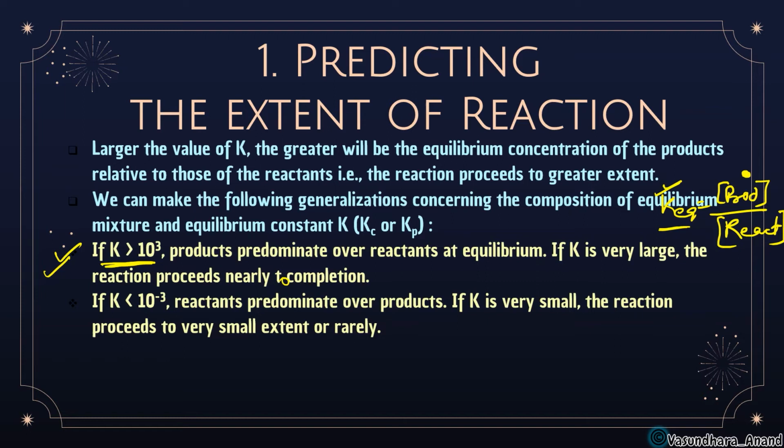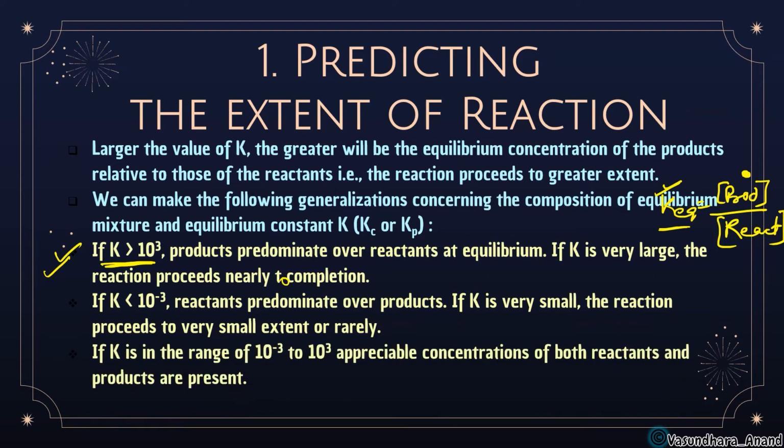But if the K value lies between 10 to the power minus 3 and 10 to the power 3, appreciable concentrations of both reactant and product are there. So it can be a condition of equilibrium. That means the reactant and product are in appreciable, almost equal concentration, and it can be a case of equilibrium. Got it?